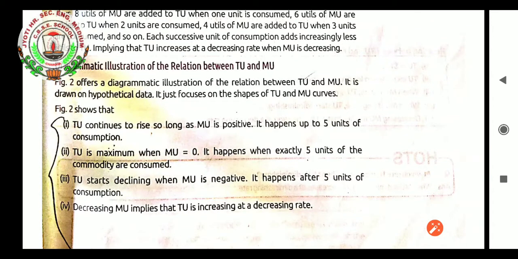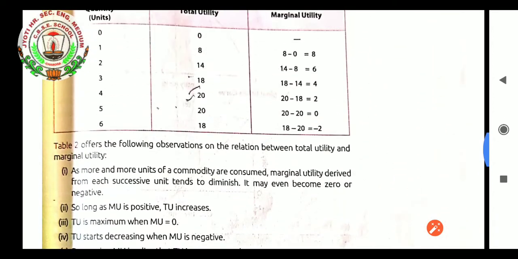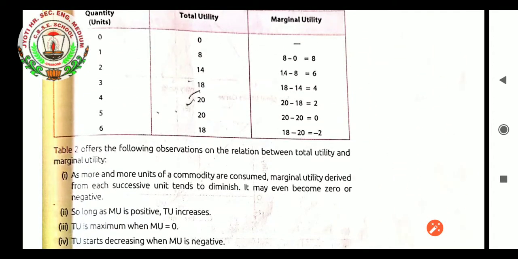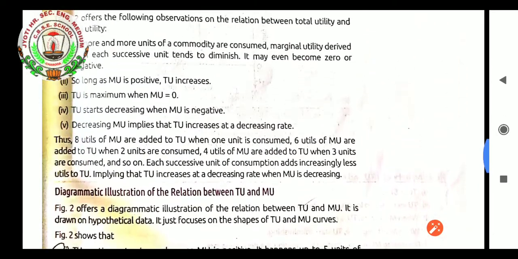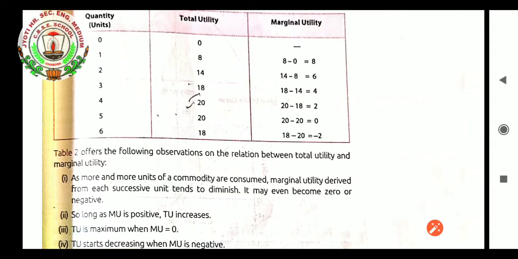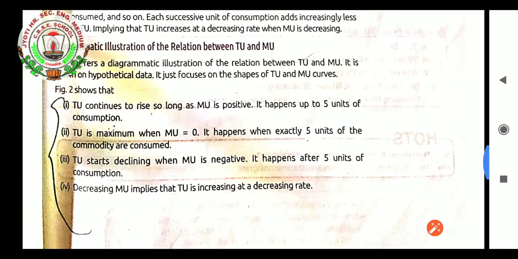Diagrammatic illustration of the relation between TU and MU. Total utility continues to rise so long as MU is positive. It happens up to 5 units of consumption. In the above table, TU is maximum when MU equals 0. It happens when exactly 5 units of the commodity are consumed. Here it is 5, where 20 is the total utility and 20 minus 20 comes to 0. So the unit where MU comes to 0 is where total utility is highest, the maximum that can satisfy a consumer.